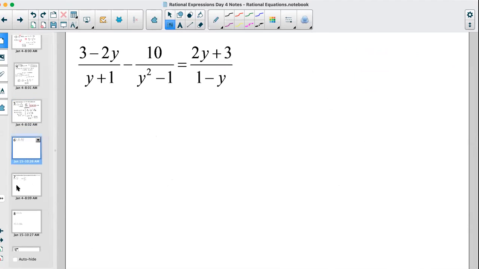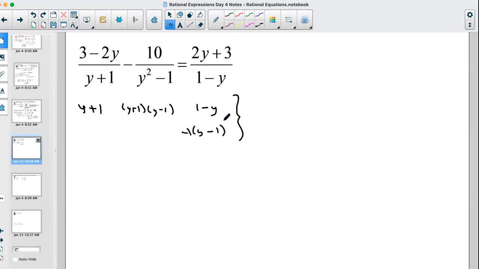So this one's very closely related to the last one. We will look at this and we will say, this is y plus 1. This is y plus 1 times y minus 1. This is 1 minus y, which we know is the opposite of y minus 1. So if we want to, we can rewrite this as negative 1 times y minus 1, basically. And that's going to help because now this one matches one that's over here.